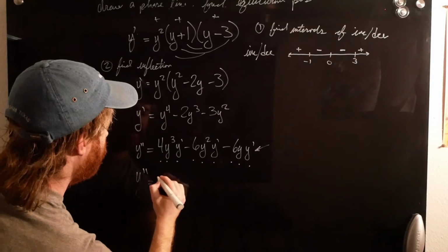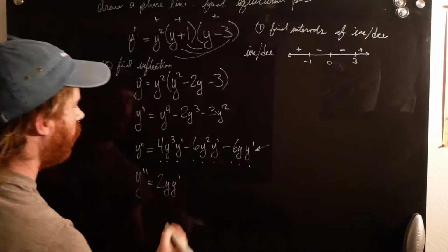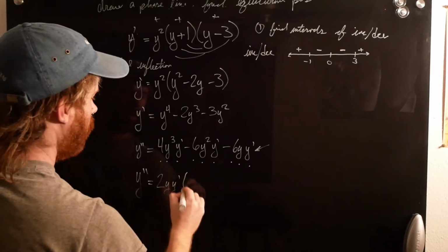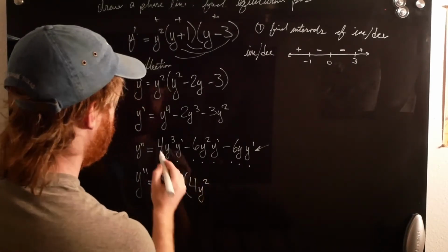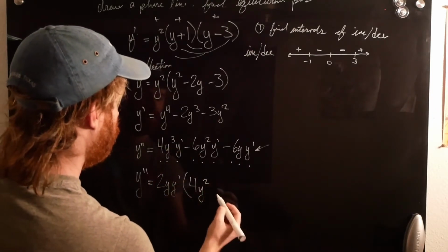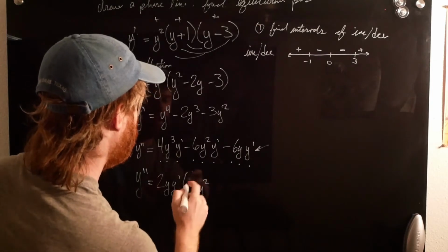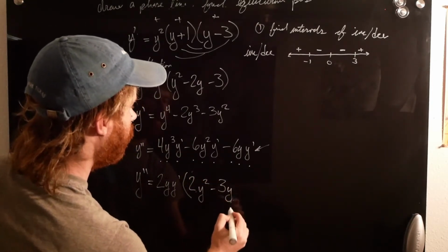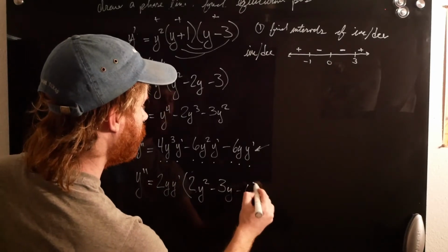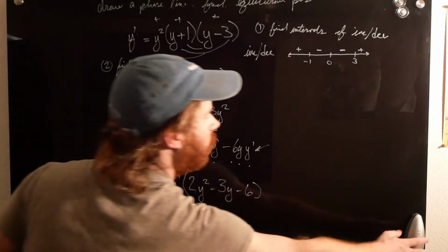So we're going to factor out a 2, a regular y, and a y prime, and then we are going to write the rest of it. So 4y squared, or sorry, that is a 2y squared, 2y squared minus 3y, and then minus 6, right? So I'm going to go ahead and erase this, give me a little more room.